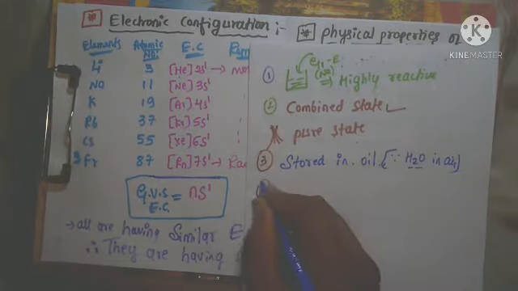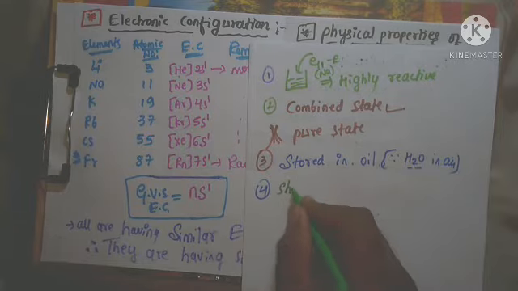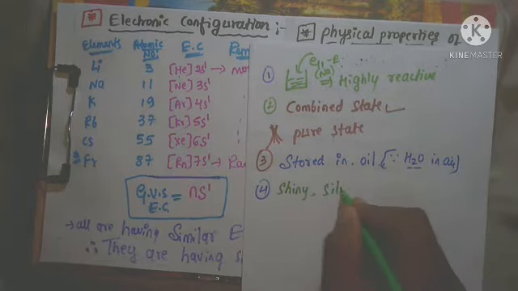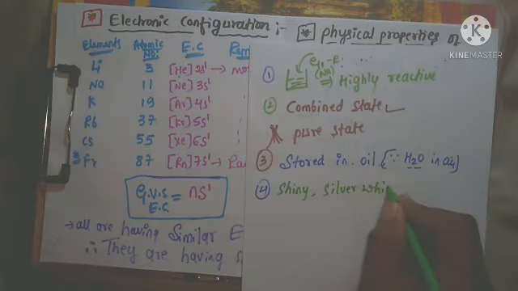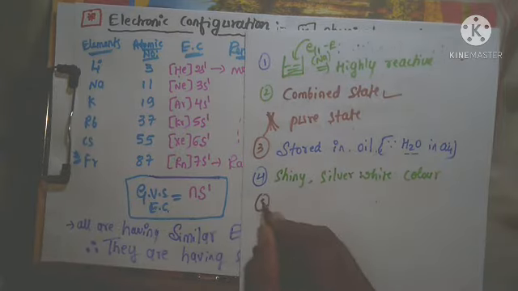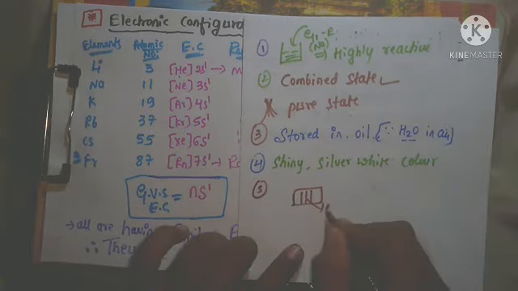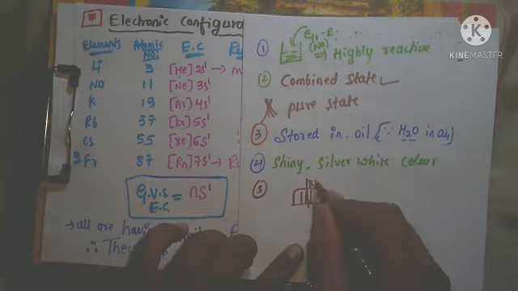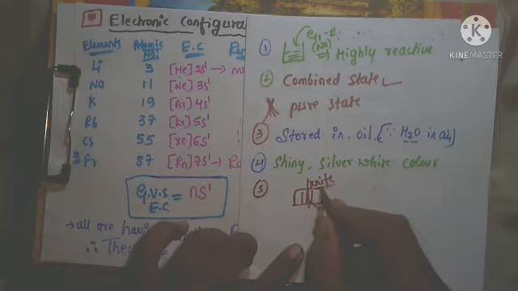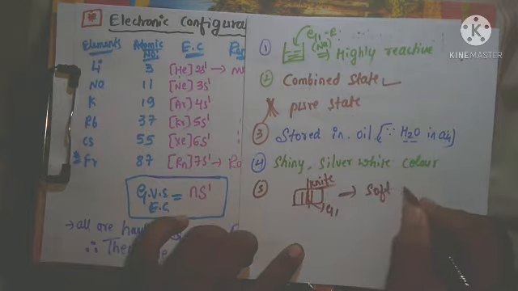Next, the fourth one. If you check the color, they are shiny and silver white. Group 1 elements are shiny silver white in color. Next, for example, if this is a group 1 element, it can be cut with the help of a knife. By using the knife, chaku, you can cut the group 1 elements. Therefore I can say that group 1 elements are soft metals.